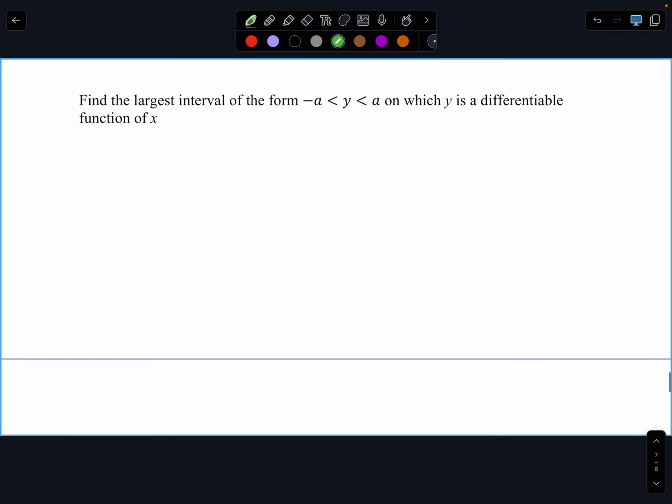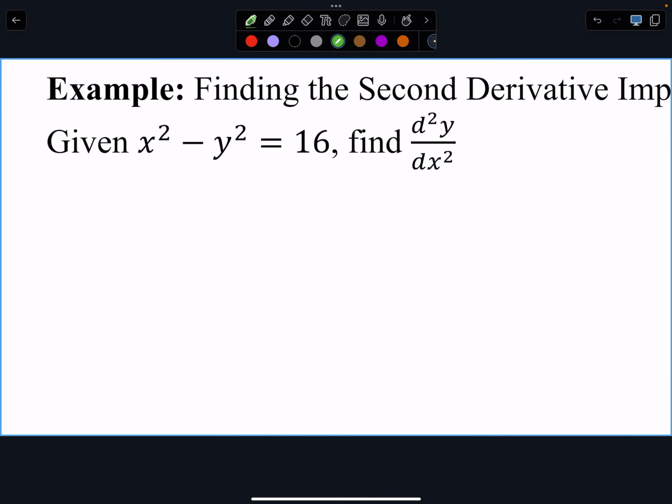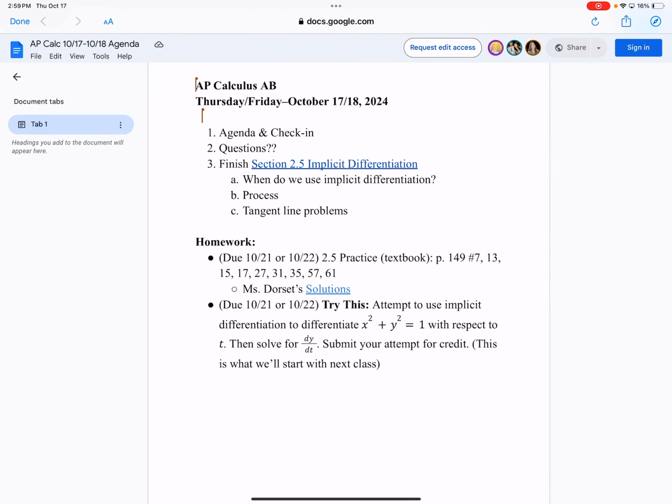Next class we will use finding the second derivative in implicit differentiation. You guys have homework on implicit differentiation, mainly to go back to your question from the beginning.